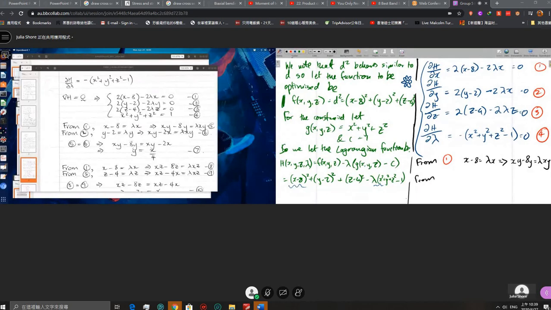So from 2, what do we get from there? Alright, I'm just going to follow what the question does because I can't really be bothered working this out on my own. Y minus 2 is equal to lambda y, which implies that we multiply everything by x. So then we get xy minus 2x is equal to lambda xy.